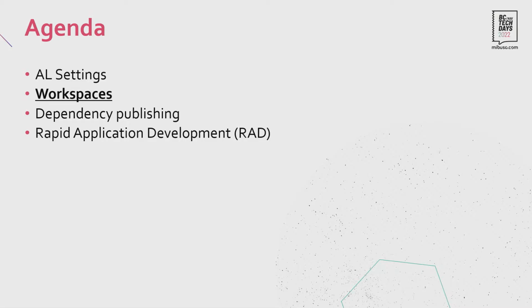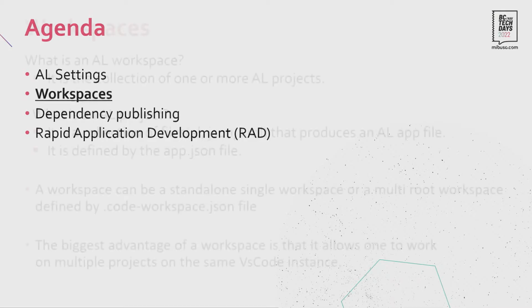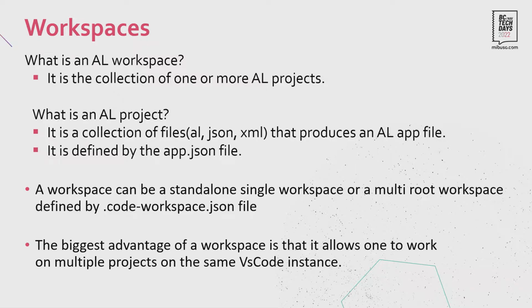Yes, so what are workspaces? So what is an AL workspace? Because we are talking about an AL workspace. Simply defined, an AL workspace is just a collection of one or more AL projects. And so, what is an AL project? An AL project is a collection of files, mostly AL files, JSON files, XML files, that produces a single output, an AL app file. An AL project is defined by the app.json file.